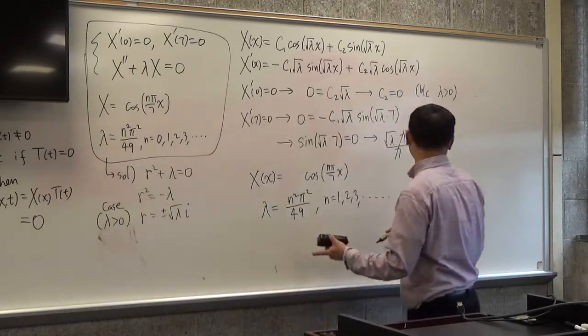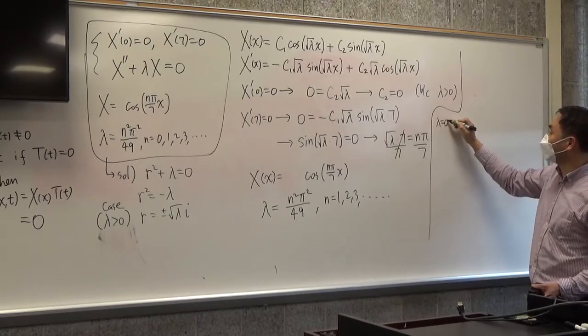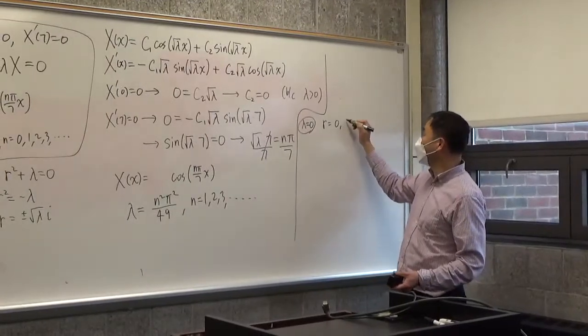Okay? I don't have any room, but let me just write it tiny here. When lambda is 0, then what happens is that r would be a double root, 0 and 0.